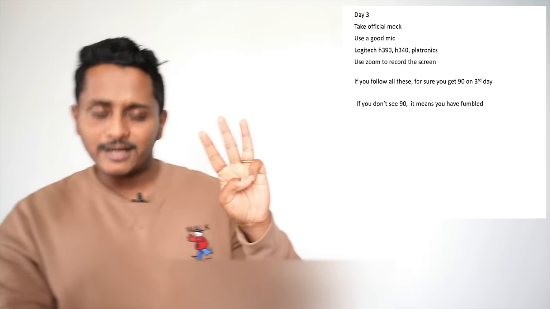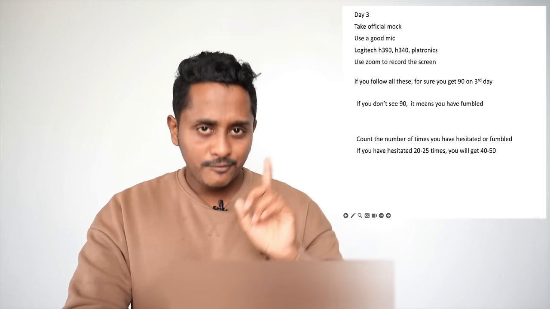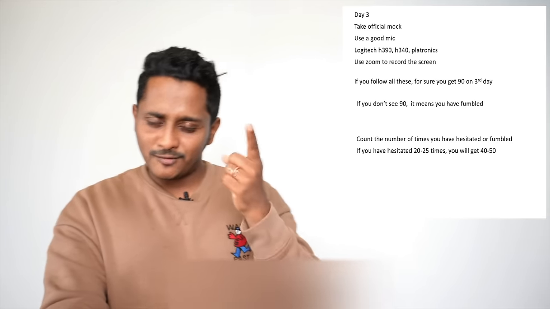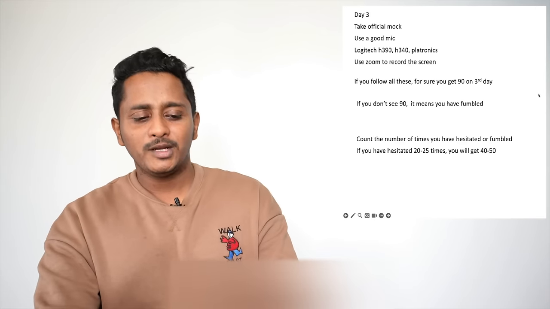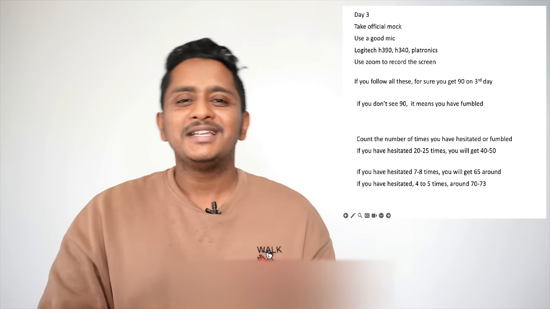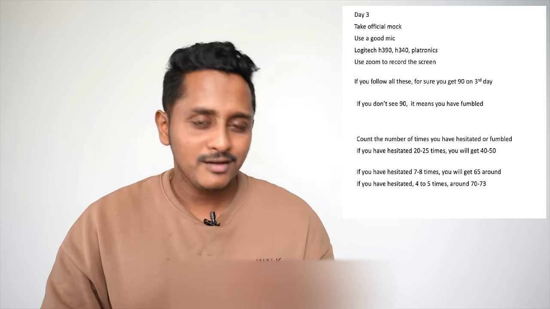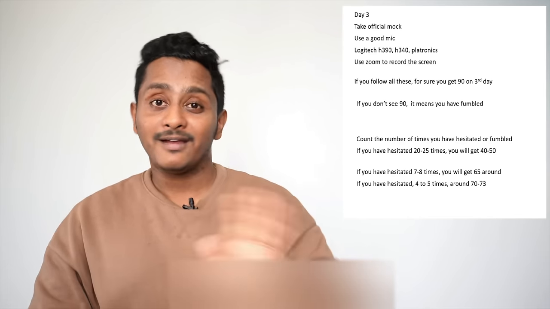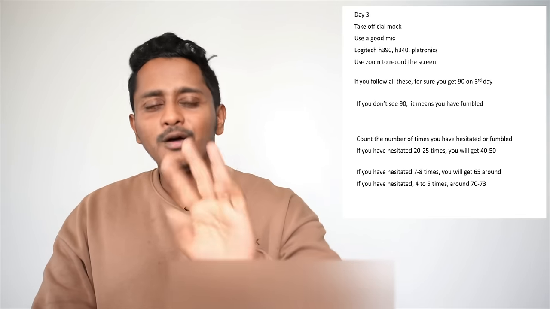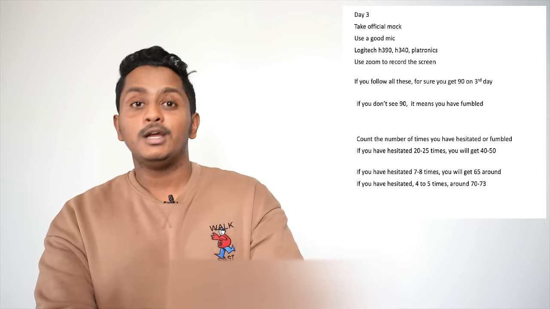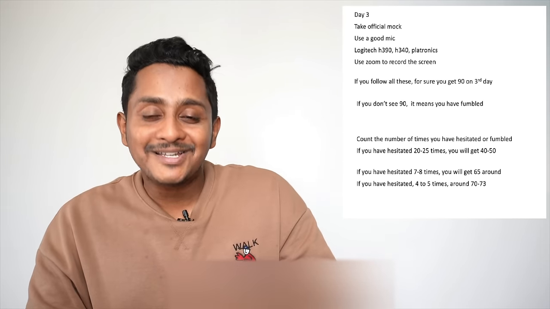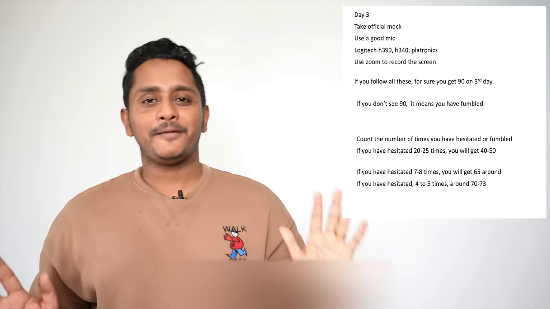And then fix all the things and give it again. So 3 days are actually enough. The idea is to count the number of times you have hesitated or fumbled using the recording. If you have hesitated 20-25 times, you will get 45 to 50. If you have hesitated 7-8 times, around 65 you may get, not 90. If you hesitated 4 to 5 times, probably you will get 70-73. If you have not hesitated at all, then you get 90.